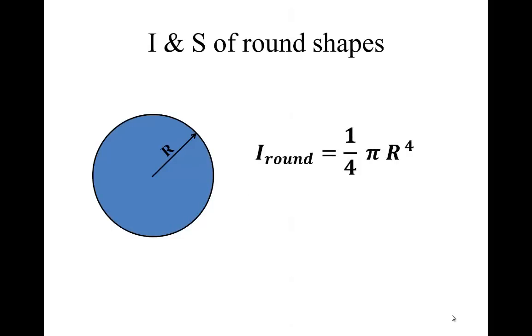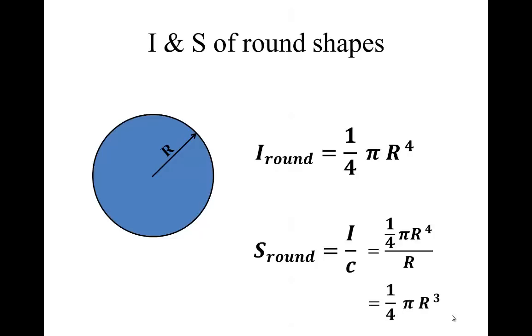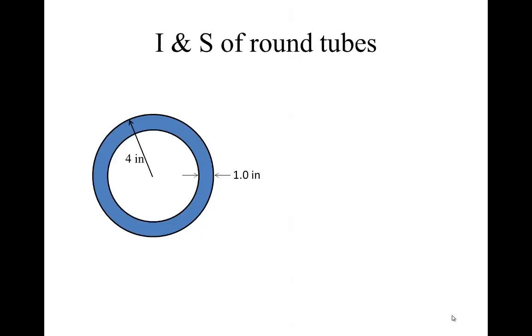If you did the calculus, you would find that I for round shapes is 1/4 pi r to the fourth. S for round shapes is simply the I over C ratio. I is 1/4 pi r to the fourth, and C, the distance from the neutral axis to the outermost fiber of material, is simply the radius. After a little algebra, we see that the section modulus for round shapes is simply 1/4 pi r to the third. Calculating I and S of hollow round tubes is simple.